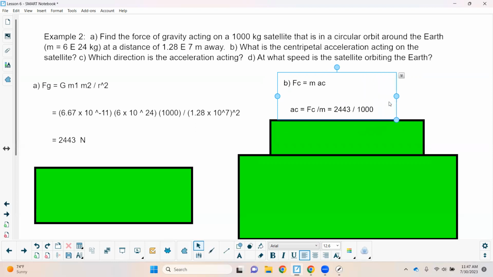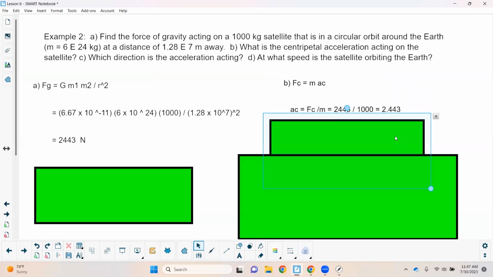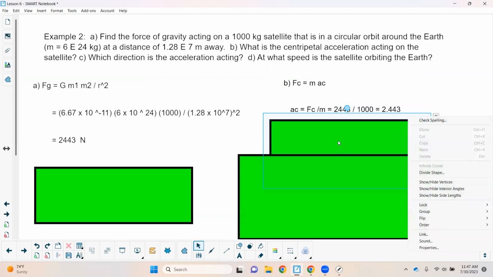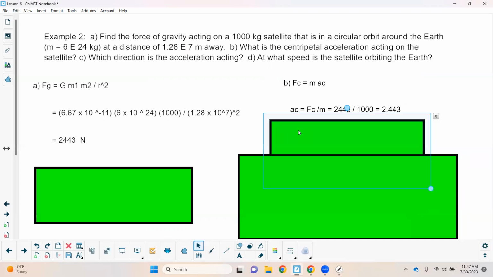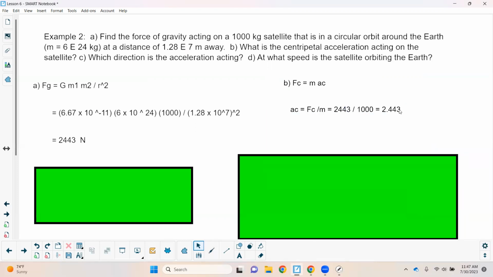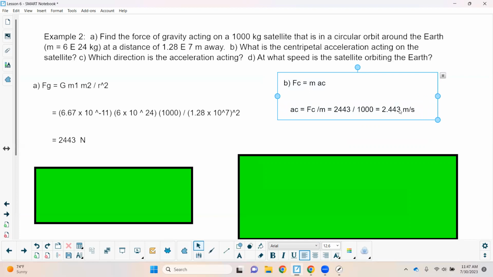Let's talk about why I used the mass of 1,000 and not the mass of the Earth. The centripetal acceleration is of the thing that is moving in the circle. The Earth is the thing that's in the center, and the satellite is orbiting around it. So the satellite is traveling in the circle. That's why we divide by 1,000. So that's going to be something like 2.443. And the unit for acceleration is still the same unit, which is meters per second squared.